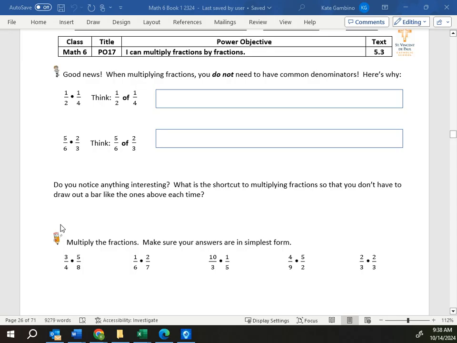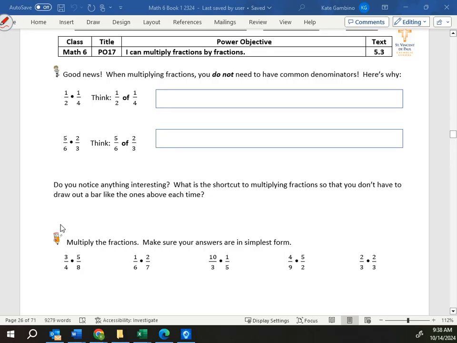Today, multiplying fractions by fractions. Good news, when multiplying fractions, you do not need a common denominator. Let's look at why that is. We know when adding and subtracting fractions, you need a common denominator. Multiplying, we don't. So let's take a peek at this as to why that is.